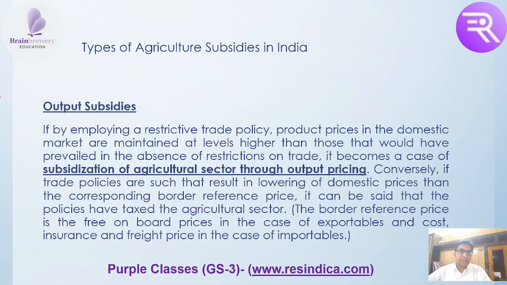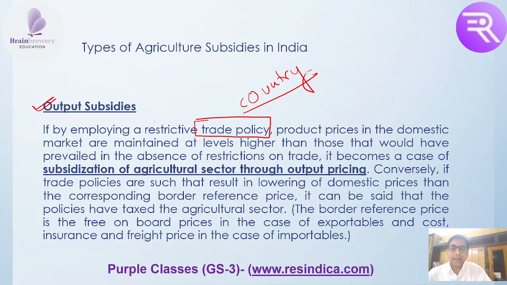Then we have output subsidies. Output subsidies come in trade policy. If we are doing trade with other countries, we are subsidizing our export. The government is providing a lot of support to the export sector so that our products become cheaper in the international market than the other country's product. So this is called the case of exportable at f.o.b. cost, and free prices in the case of importable subsidies, right? So what does that mean? Whenever we say output subsidies, we are actually looking at the trade policies.